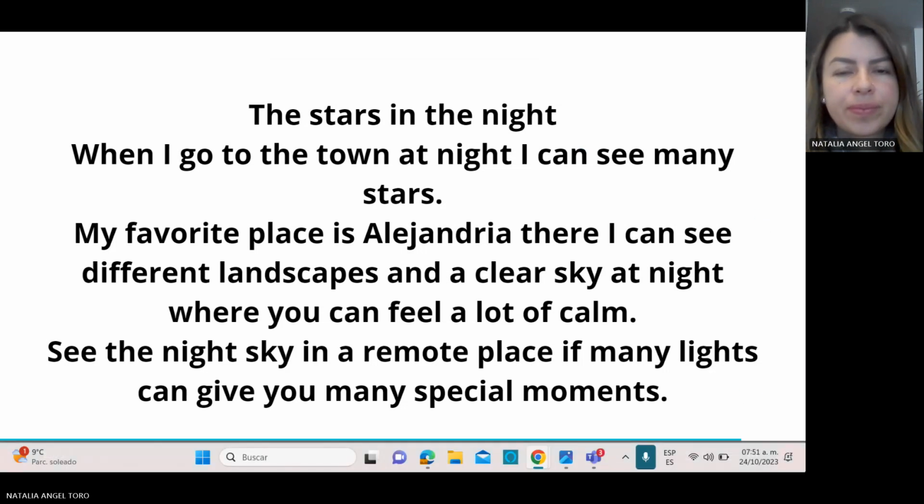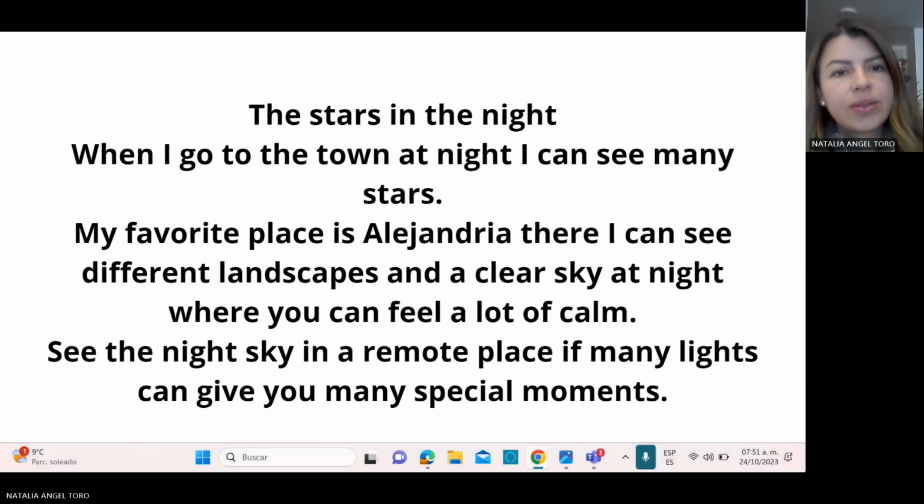Okay. The stars in the night. When I go to the town at night, I can see many stars. My favorite place is Alejandria. There I can see different landscapes and a clear sky at night, where you can feel a lot of calm. See the night sky in a remote place with many lights can give you many special moments.